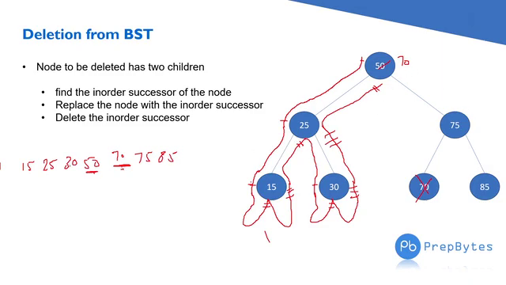Also, you can find the pre-order predecessor. So 30 can also replace 50. If I replace 50 with 30, just delete 30 from here. As you can see, all these values are lesser than 30 and all these values are greater than 30. So no problem here also. So either use 30 or 70, the in-order predecessor or the in-order successor.